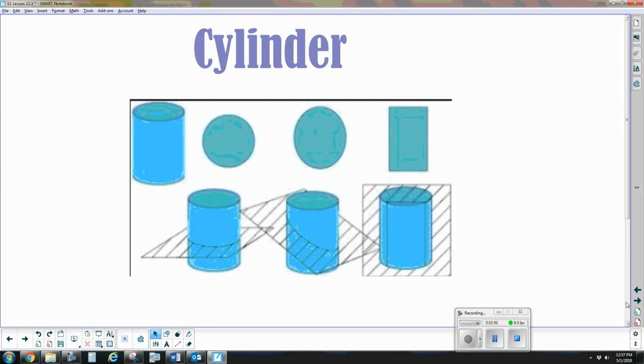With a cylinder, you could get a few different shapes. You could get a circle if you slice it straight horizontally. If you slice it at an angle, you could get this oval shape, which we call an ellipse. And then if you slice it vertically, you could get a rectangle, or depending on how tall your cylinder is, you could potentially get a square too.